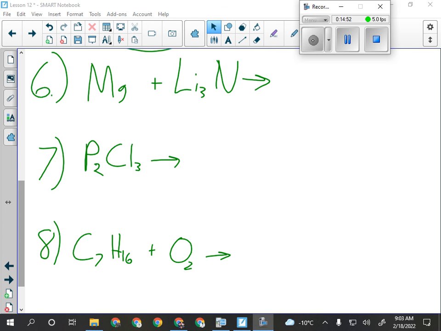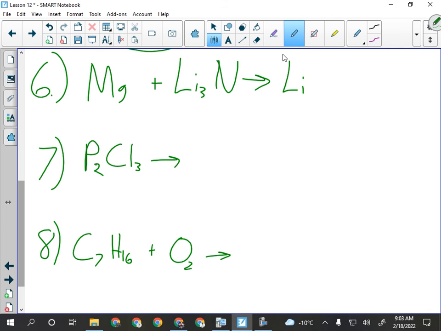All right, so our first one, what kind of reaction are we looking at on number 6? Single replacement. We got an element reacting with a compound. In this case, the element is a metal. Okay, so the metal is going to replace the metal part of the ionic compound. So that means that lithium will end up by itself, and magnesium will end up with nitrogen. Okay, so things I need to check here. Do I have any special elements by themselves?